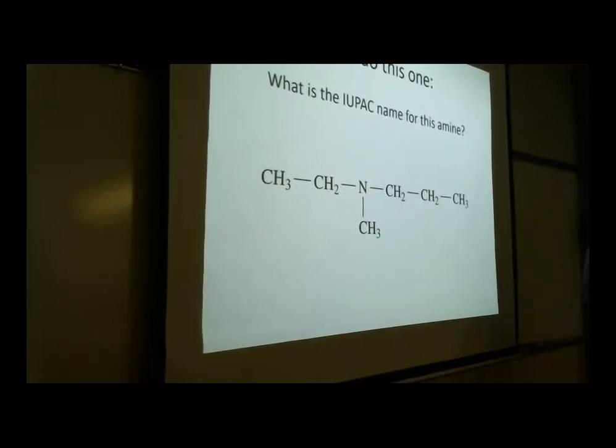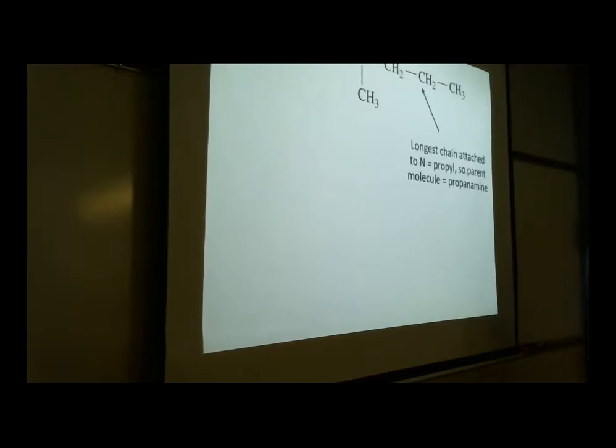We need to first identify the longest chain. So we've got 1, 2, 1, and 1, 2, 3. So the longest chain is the 3-carbon chain, right? So that's the longest chain. And so it's going to be propyl, which is going to get then changed to propanamine, right? But this is not a regular old NH2, right? If this were NH2, we'd just call it what? 1-propanamine. We're done, right?